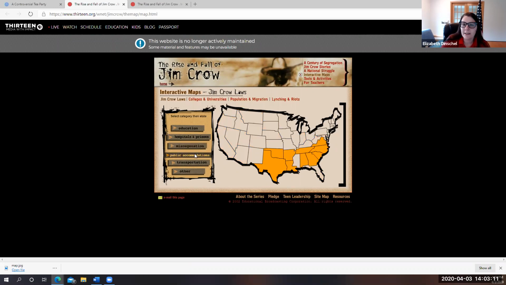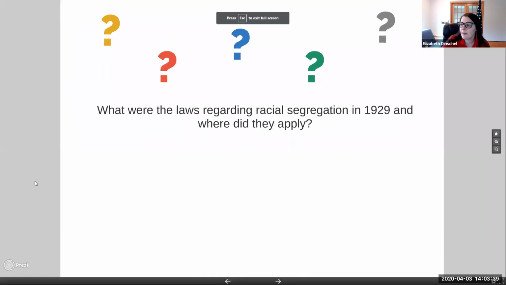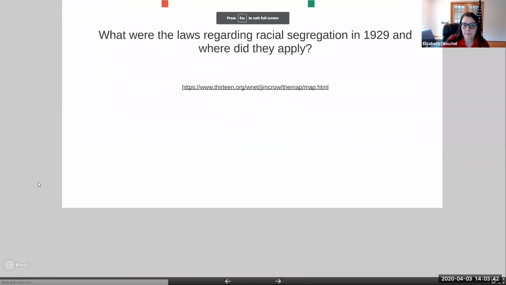This shows public accommodations, transportation. So think about buses, trains, airplanes. And then other, I'm not sure what that is. But if we look at things that are in the West, those largely affected Native American populations and people who were probably a lot of the time from Mexico as well. So let's go back here and take a look.